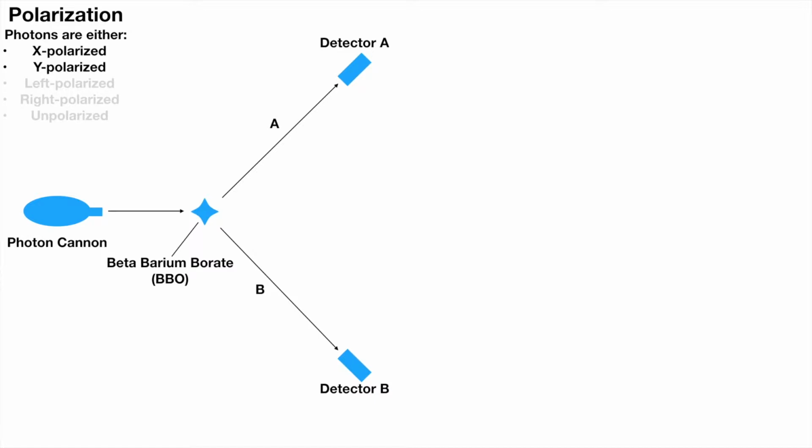Of course, we don't know the polarization of the photons right when they come out of the BBO crystal. But we can measure the polarization of each photon when it arrives at the detector. So, for example, the photon going into direction A could be X polarized, and the photon in direction B could be Y polarized. Or it could be the other way around.